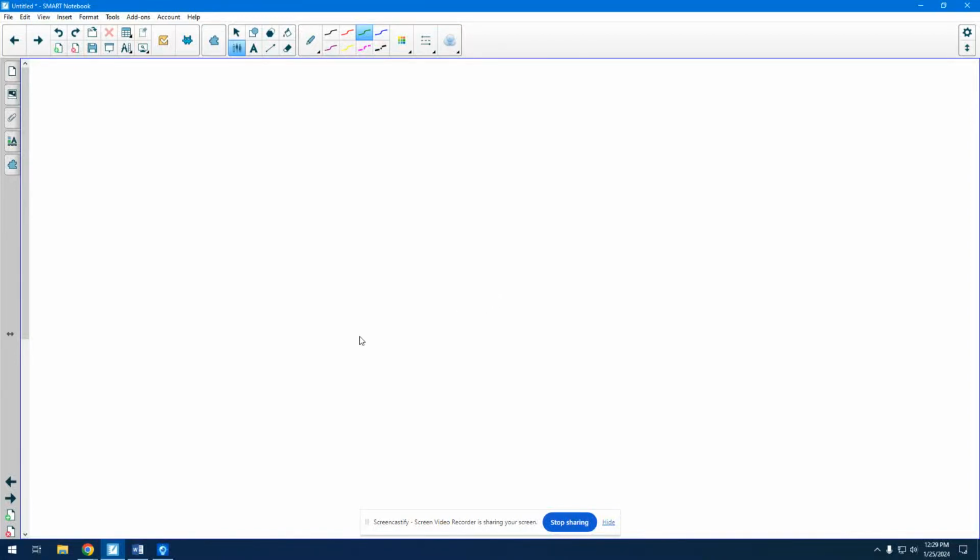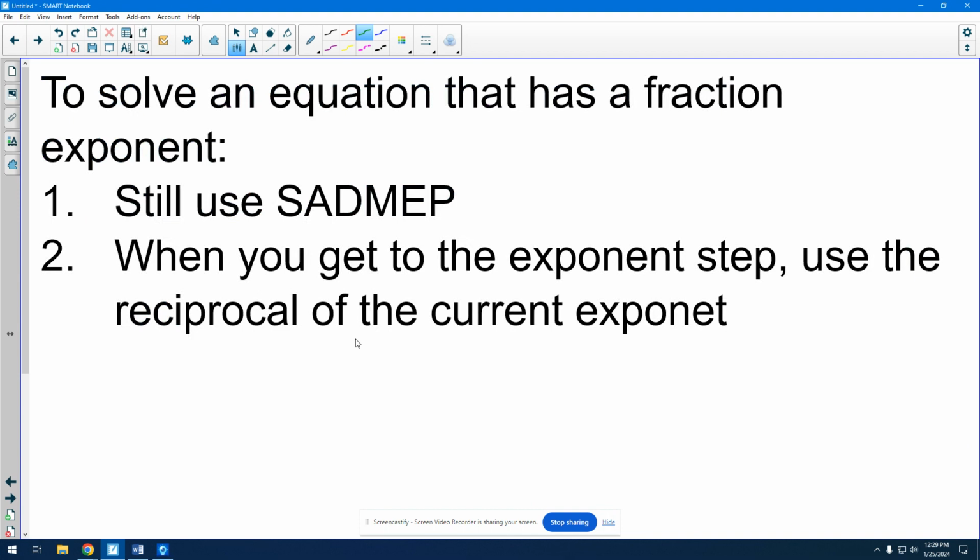Okay, so we're going to look at solving equations that have fraction exponents. So you need a sheet of paper or just your notes from solving equations that we talked about before with squares and square roots and stuff. If we have an equation that has a fraction exponent, like x to the power of 2/3 or x to the power of 5/4, we're still going to use our SADMAP.